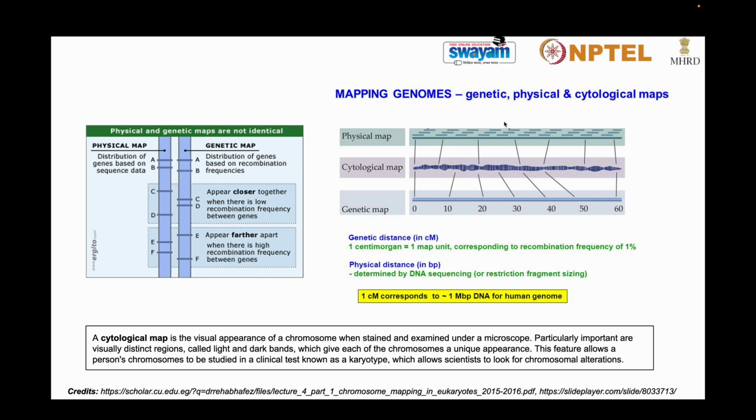So there are three kinds of maps which I've shown here. One is physical, one is cytological, and one is genetic map. As we discussed, in the physical map you know the exact location of the genes. So now I have introduced a new term.